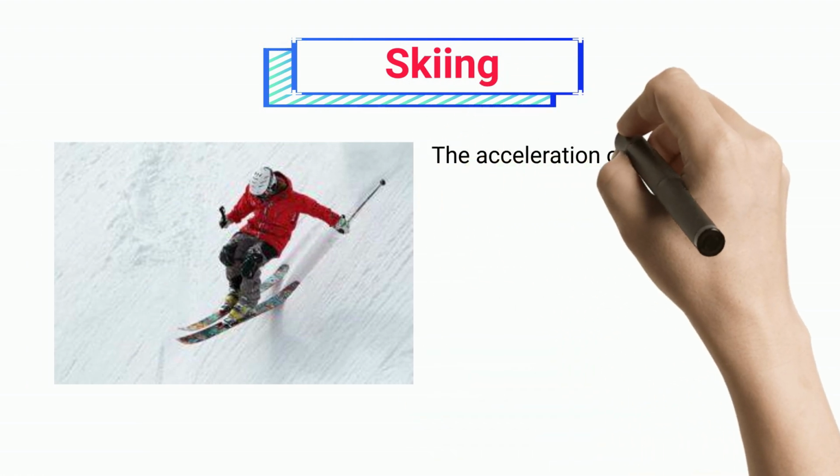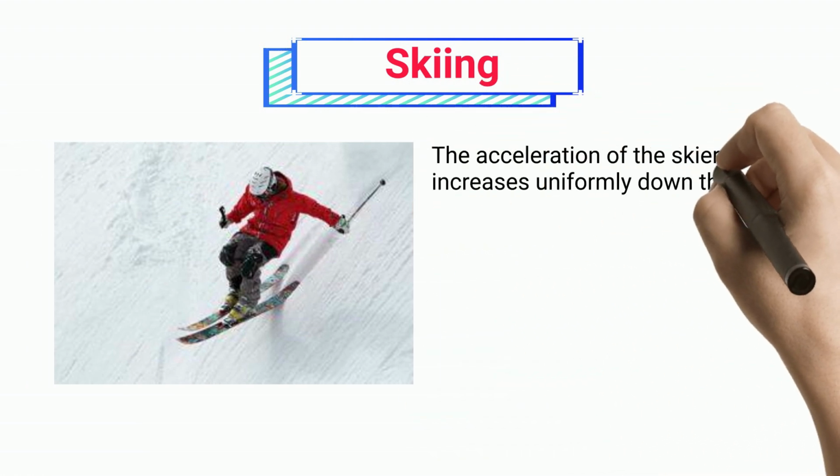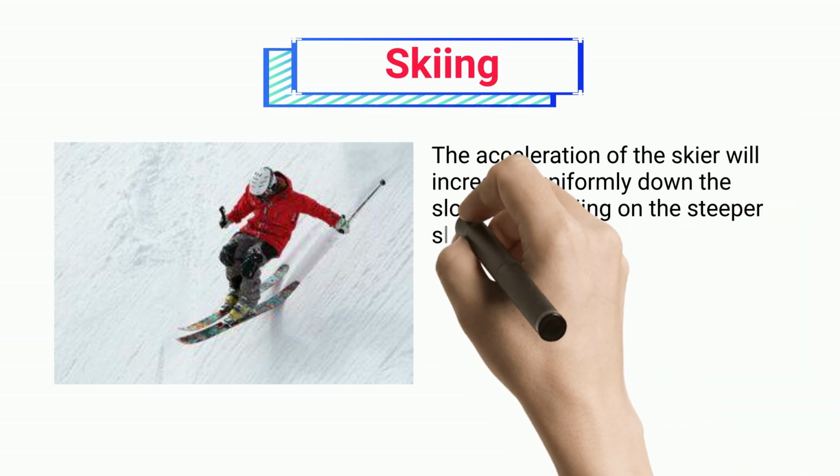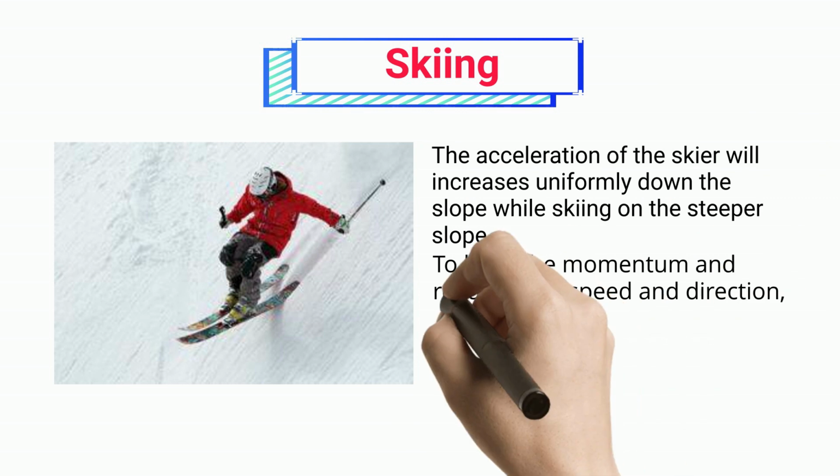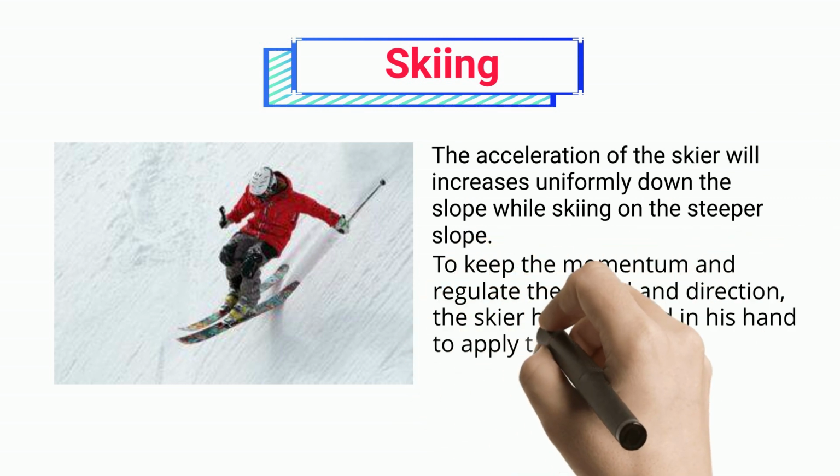Skiing. The acceleration of the skier will increase uniformly down the slope while skiing on the steeper slope. To keep the momentum and regulate the speed and direction, the skier holds the rod in his hand to apply the pressure on the ground.